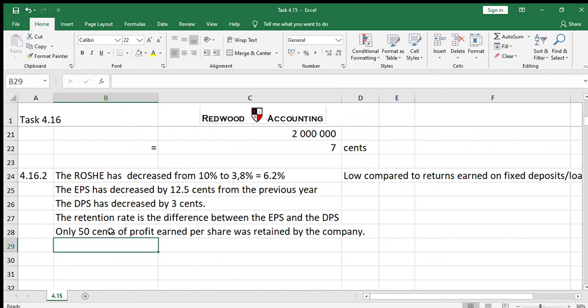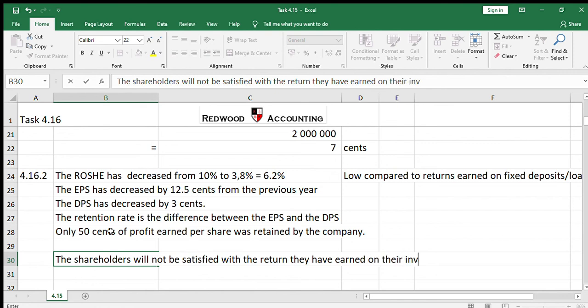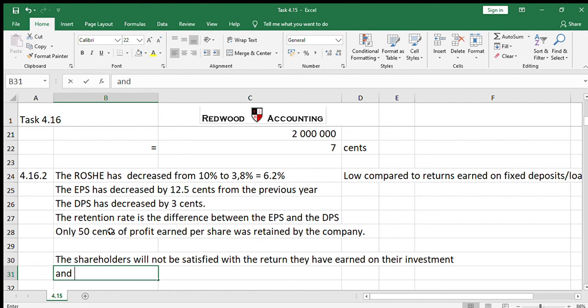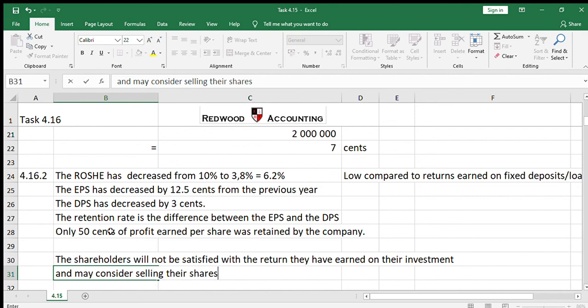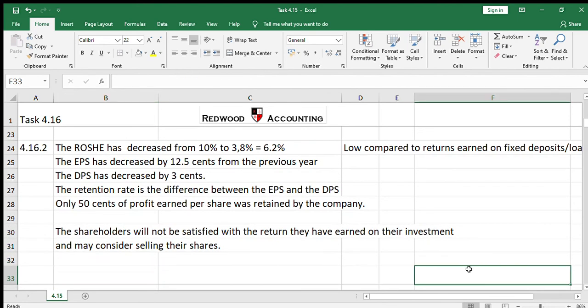So basically, if you want to draw a conclusion on this, we're going to say that the shareholders will not be satisfied with the return they've earned on the investment, and may consider selling their shares. A potential new shareholder, somebody who's thinking of buying shares, will decide not to buy those shares.